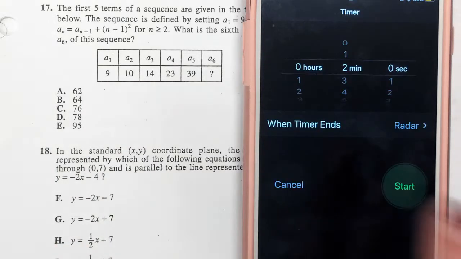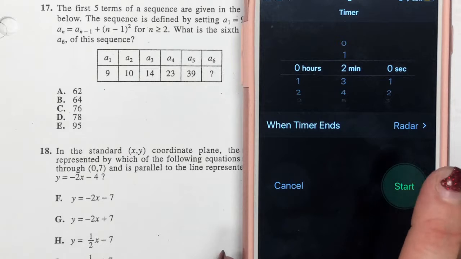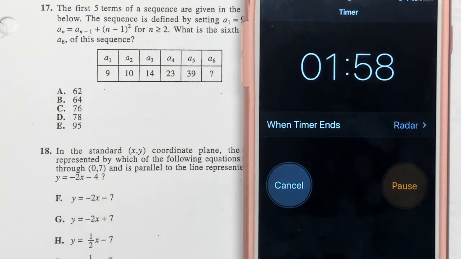Clay, did you find yours? Yep. All right, here we go. 3, 2, 1. 17 and 18, go.